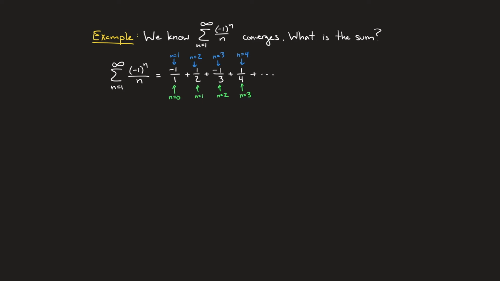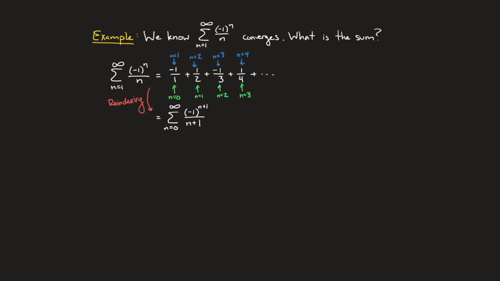Now, with this indexing, we see that we can rewrite the series as the sum from n equals 0 to infinity of, well, the numerators are alternating, and so we get a minus 1 to the n plus 1 to make the signs go in the right order, and the denominators are just one more than the index, and so n plus 1. And so we have reindexed our series starting at n equals 1 into a series starting at n equals 0.